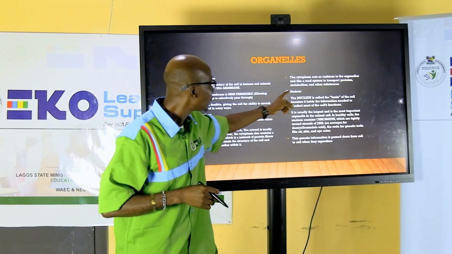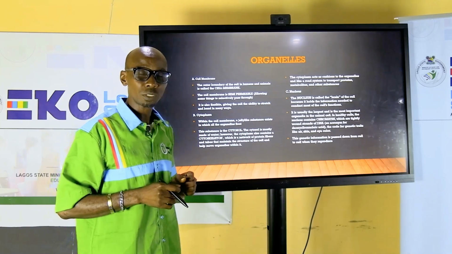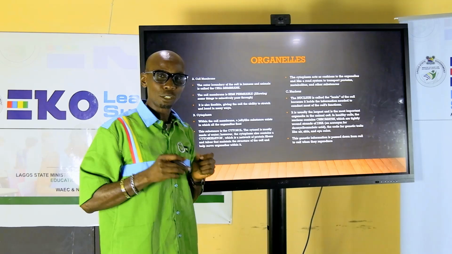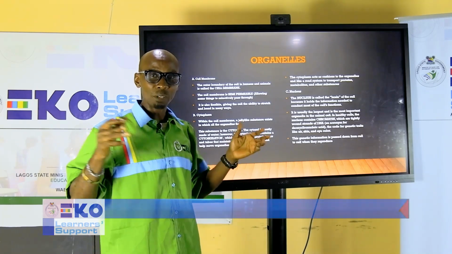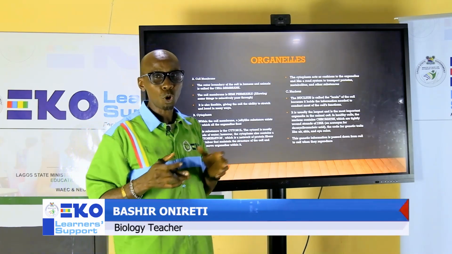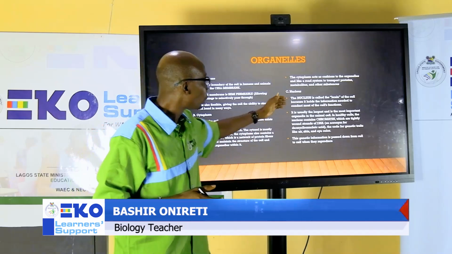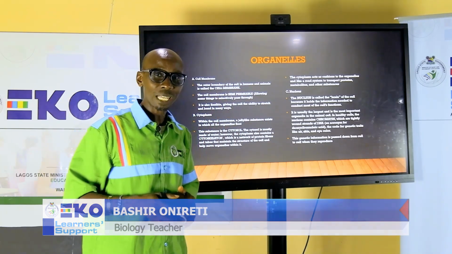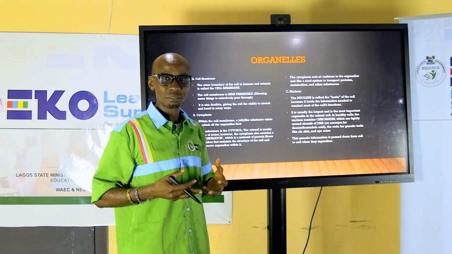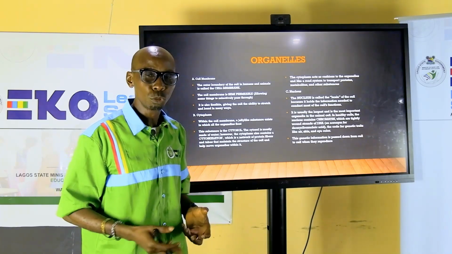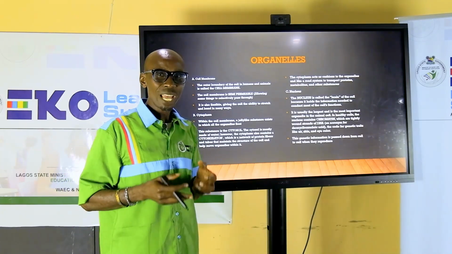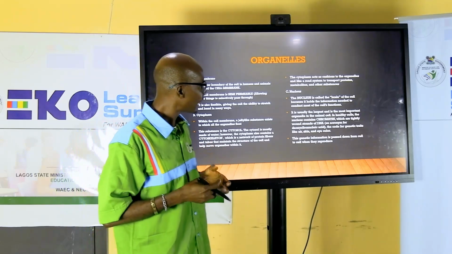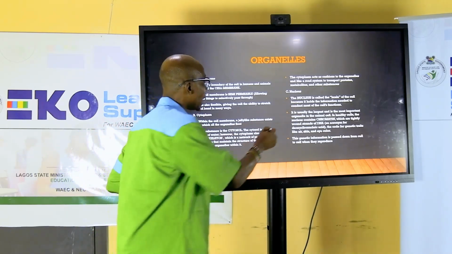The next one is the nucleus. The nucleus is the control center of the cell, like we have the president in Nigeria that controls all activity. The nucleus controls all activity of the cell. It is the control center. It initiates cell division. It controls the reproduction of the cell. So every other activity that occurs inside the cell is controlled by the nucleus.